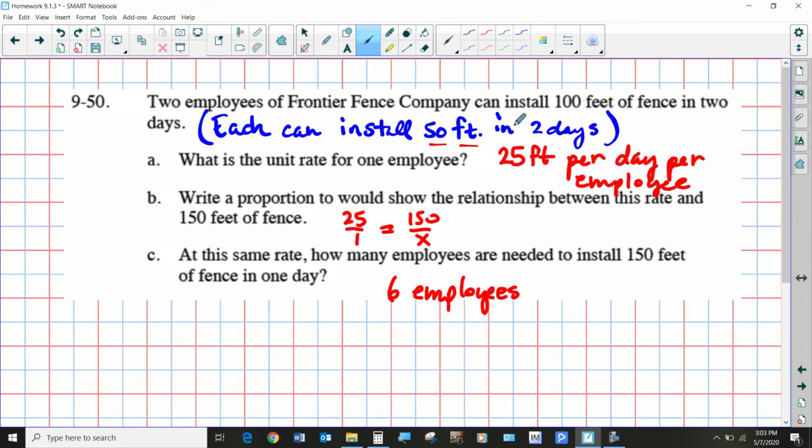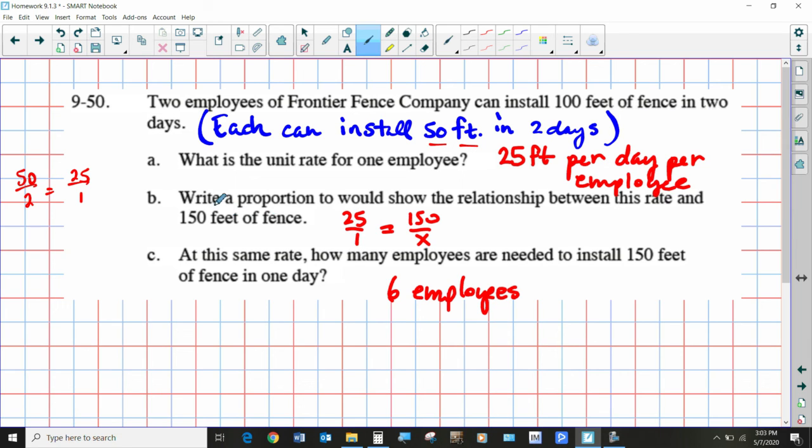So if it's 50 feet in 2 days, then how many feet would it be per day? So that's pretty straightforward. That's got to be 25 feet per day. So that ends up being the unit rate. Each person is 25 feet per day.